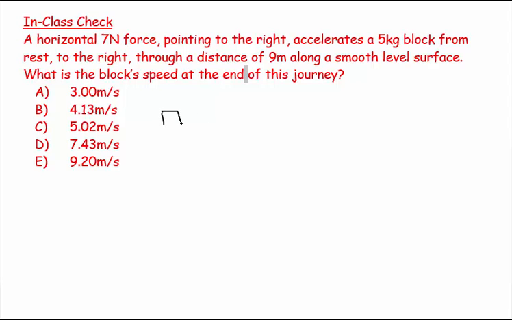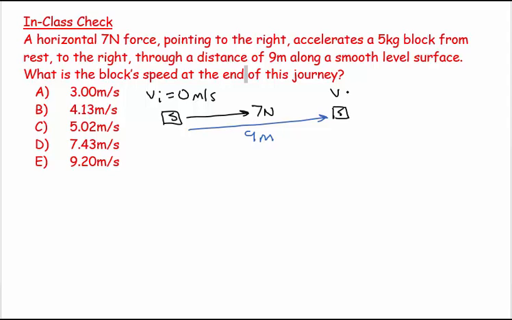So let's visualize. Here we have a block. It's 5 kilograms. We're going to apply a force of 7 newtons to the right. And we start off with V initial equals 0 meters per second. And then some position later, let's imagine that is 9 meters, our block is over here, it's 5 kilograms, and V final equals something else, and I don't know what it is.